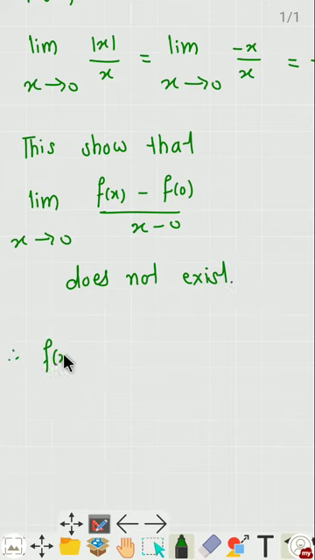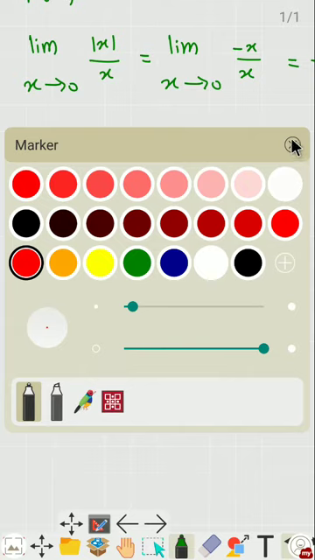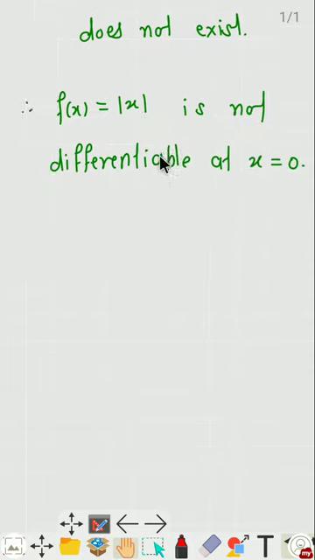Therefore the function f of x equal to mod x is not differentiable at x equal to 0. So the mod x function is not differentiable at x equal to 0. Let us take the next question.